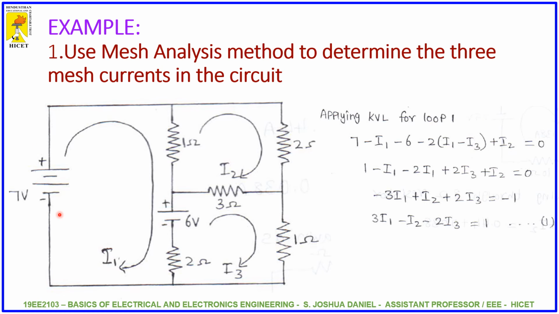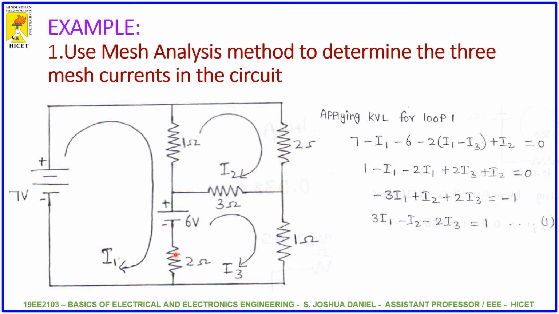We see that the current direction is from the negative plate to the positive plate, so we have a plus 7 volt, and in this 1 ohm resistor, I1 flows from top to bottom, I2 flows from bottom to top. So we can write minus I1, and the current in the 6 volt source is from positive plate to the negative plate, so it is minus 6.